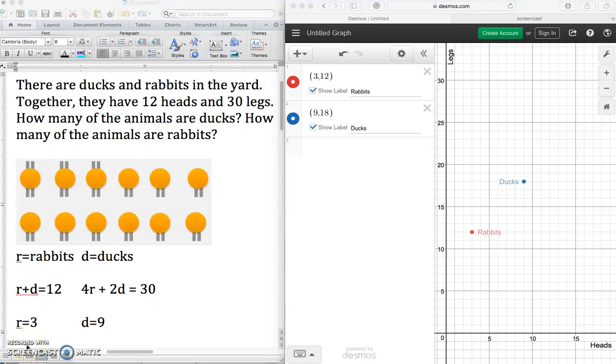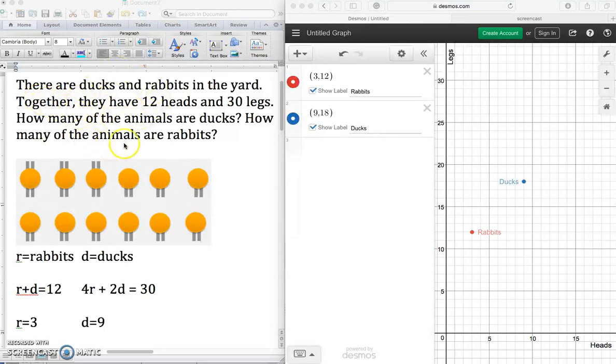Hello class, now that we have finished challenge number 1 and challenge number 2, we are now going to use the information that you guys came up with, and we are going to put that information on graphs. So let's go back and review.